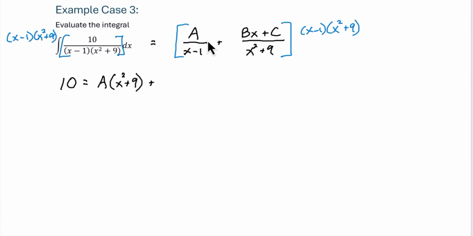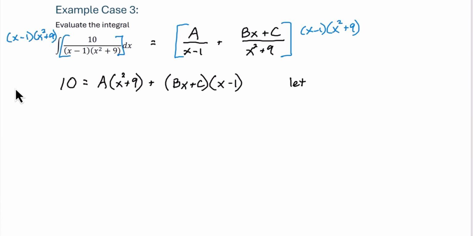And then we need to distribute the LCD with the second fraction. Notice x squared plus 9 will cancel. So we have bx plus c times x minus 1. At this point, you may be able to find one letter by choosing clever values of x. Notice that if we let x be 1, in this case, this factor will go to 0, meaning this entire term will go away, and we can find a.